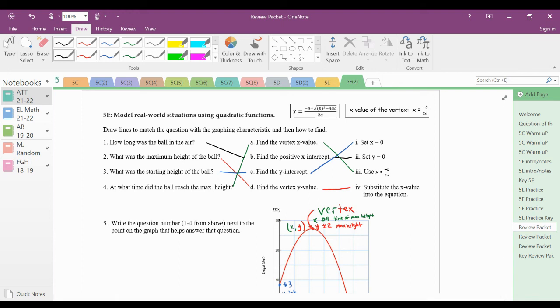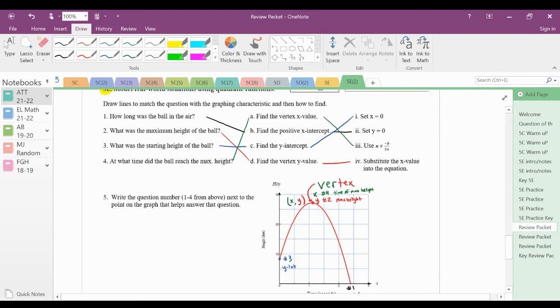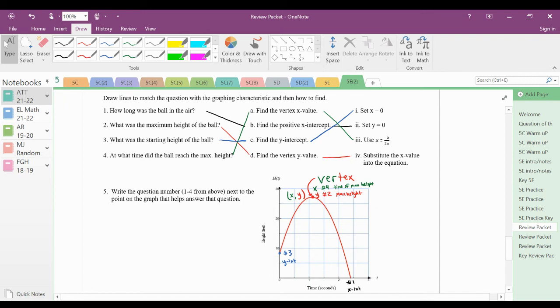All right, ATT, we're going to look at section 5E here, modeling real-world situations using quadratic functions. You can see I've already matched this first part, but we're going to talk through it a little bit. If I'm looking at the flight of a projectile, some kind of ball thrown in the air, and when it hits the ground, how high does it get? What time does it get to that height? Where does it start? We can get all of this information from the graph.